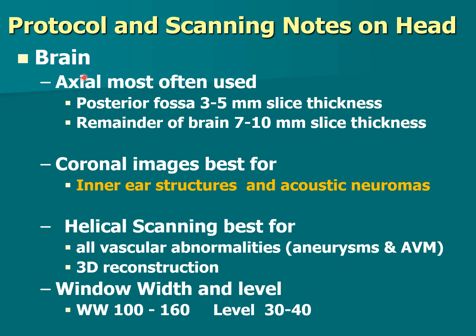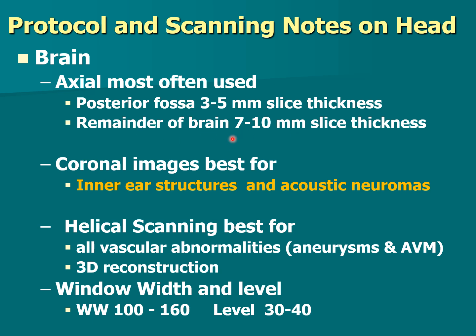Brain protocol, axial most often used. We always scan in the axial mode. When we used to have to worry about computer space, we would do thinner cuts in the posterior fossa because of the artifacts from the dense bone. But now we scan the brain all the way through, either at threes or fives, almost always. But in the earlier days, we did the posterior fossa with 3 to 5 millimeter slice thickness, and the rest of the brain 7 to 10.